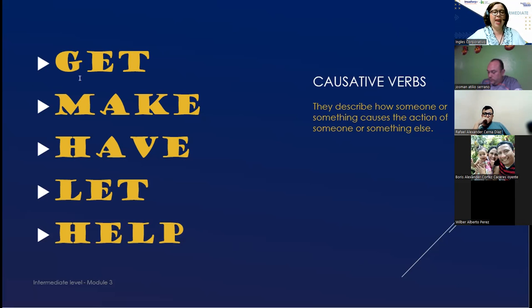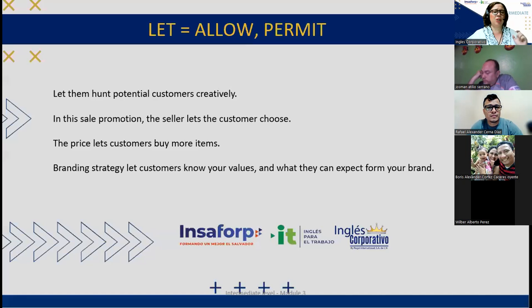All right. We have get, make, have, let, and help. Each one has a meaning in this case. Get has, we could say, infinite meanings, but in this case, get means to make someone do something, okay? Make is going to be like force, all right? Have is going to be like an order. Let is going to be like a permission or allowing someone to do something. And help is to collaborate, to contribute, okay? Ayudar a algo, okay.